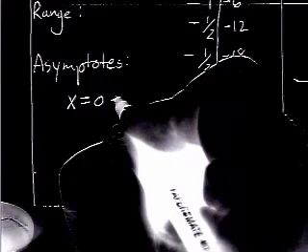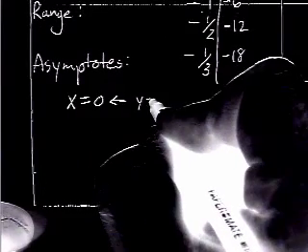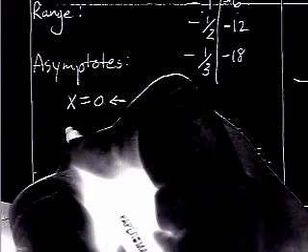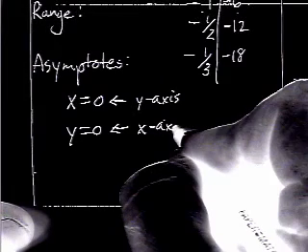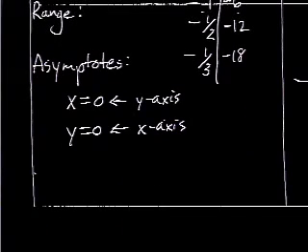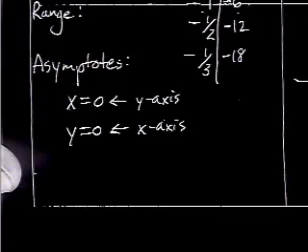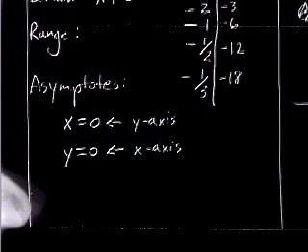So x equals 0, right? That's the official name of the y-axis. And y equals 0, which is the official name of the x-axis. Those are the asymptotes. Those are the lines that the branches get closer and closer to but never touch.